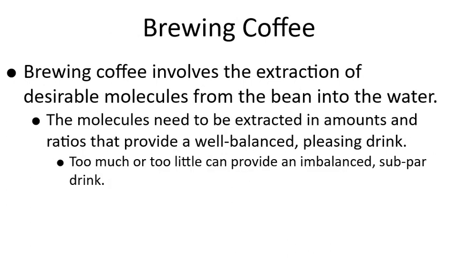We've talked about the brewing process, but let's delve a little deeper into the chemistry involved in producing a brew exactly as you might prefer. In order to brew the coffee, we need to extract the desirable flavorful molecules from the bean into the water, ideally without extracting too many of the undesirable flavorful molecules along with them. That is, we need to carefully control the extraction process to provide amounts and ratios of the flavorful molecules that provide a well-balanced, pleasing drink. Too much or too little extraction can cause an imbalanced, subpar drink.